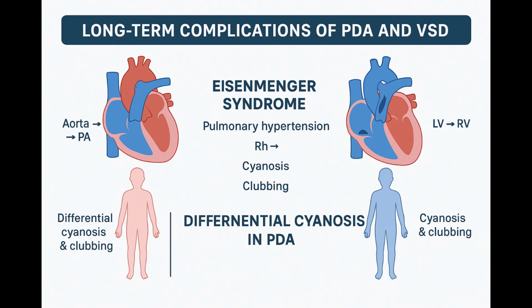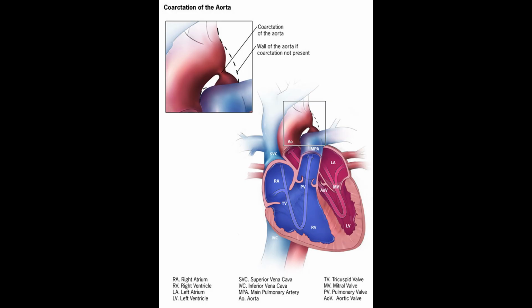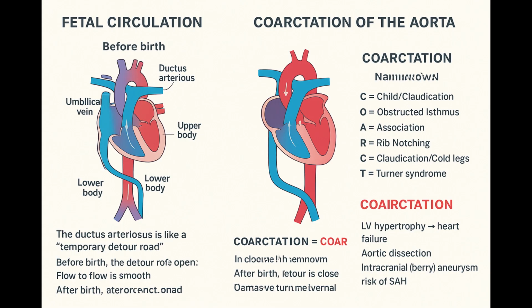That's differential cyanosis, and it's almost diagnostic of Eisenmenger syndrome caused by a PDA. Incredible anatomical clue. Okay, last one. Coarctation of the aorta, CoA. CoA is simply a narrowing, a constriction of the aortic lumen, usually right around where the ductus inserts, called juxtaductal. So not a hole, but a blockage.